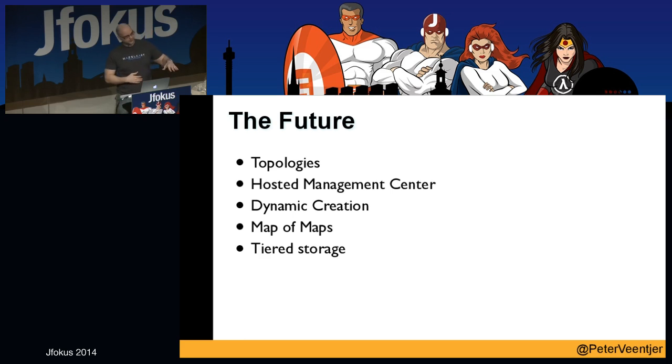Currently, you need to define them up front in your configuration, but you cannot define new data structures on the fly. With dynamic creation, you can do that. One of the other very cool things is the map of maps. With the map of maps, you have more Cassandra-like functionality. Currently, you have a single key with a single value, but sometimes you want to have a key, and then a value. And last thing is the tiered storage.